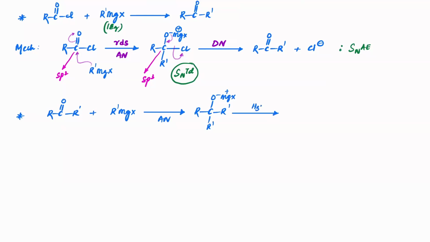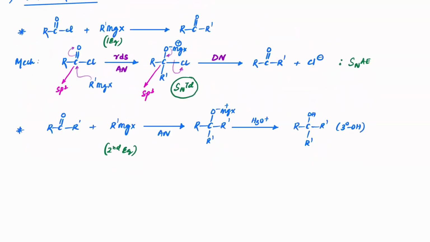and thereafter you will do a hydrolysis, and that will give us R C O H R dash and R dash. So we will get this as 3-degree alcohol form. Got it? So this is the second equivalent, which means if you have two equivalents, we end up getting an alcohol form. Okay. This is with acid chloride.